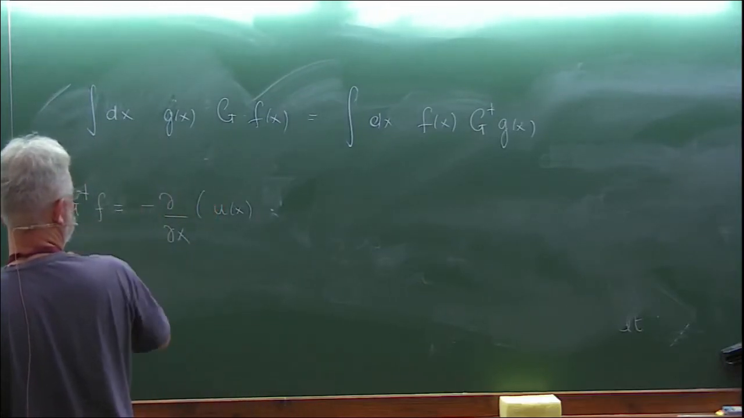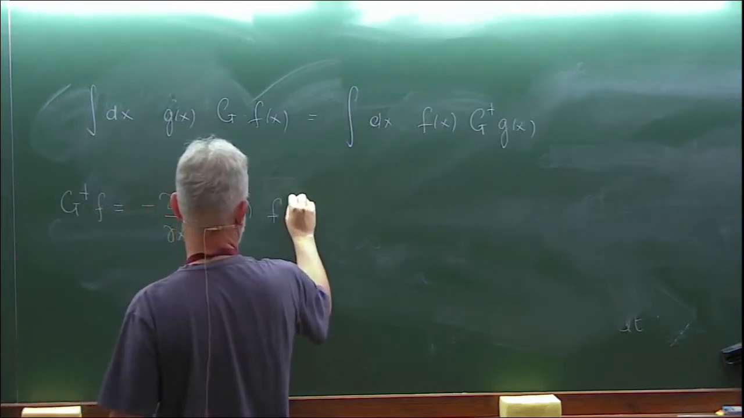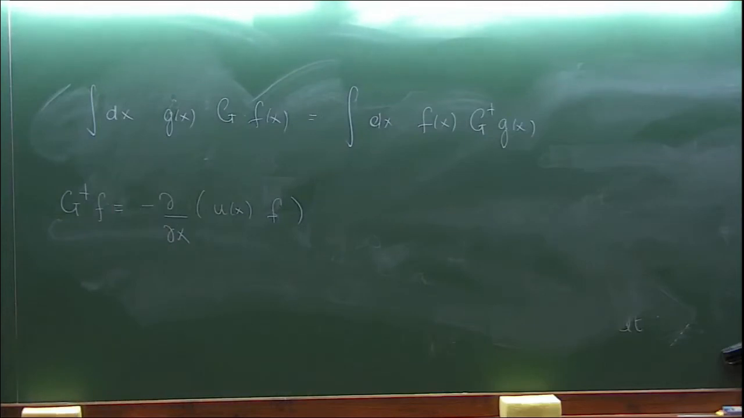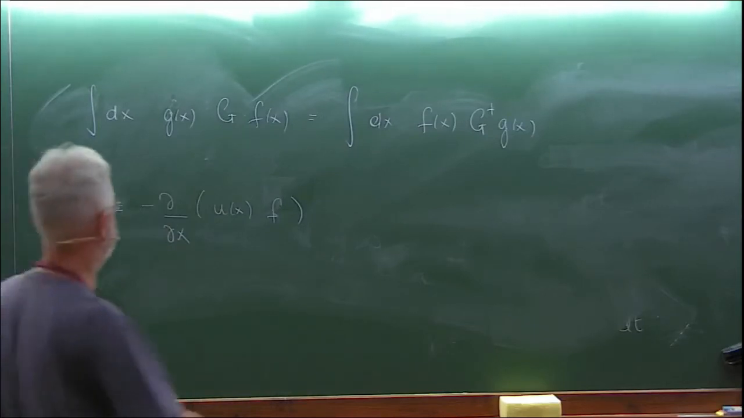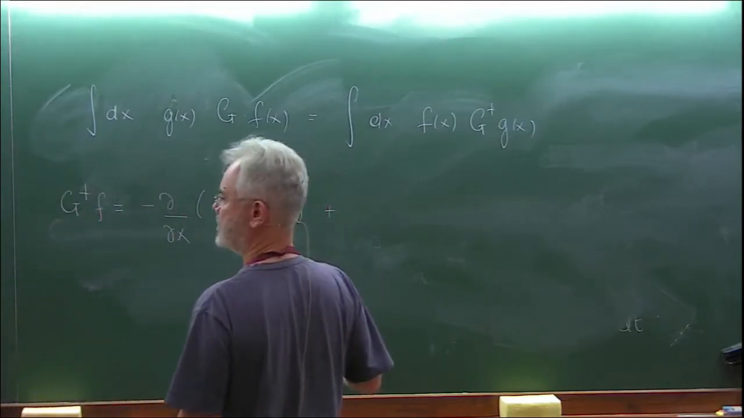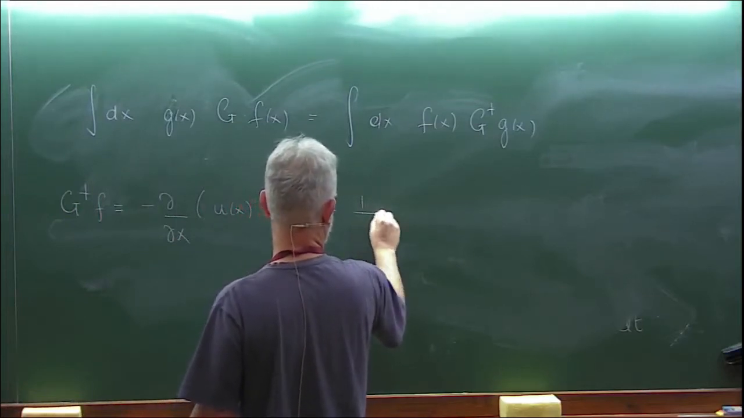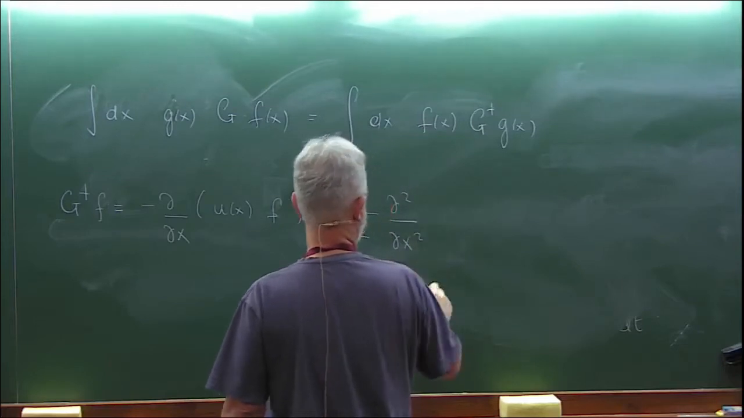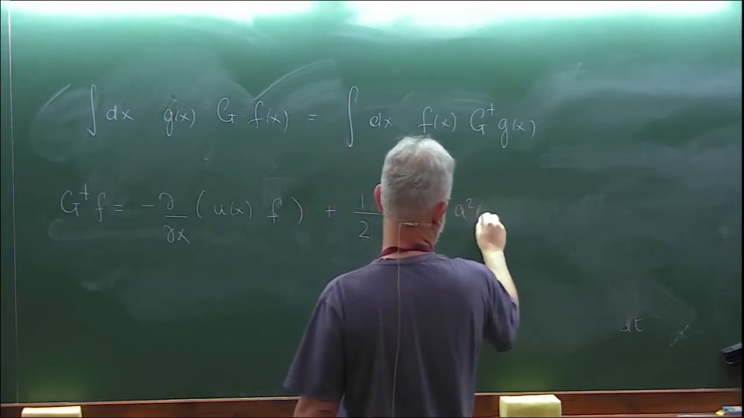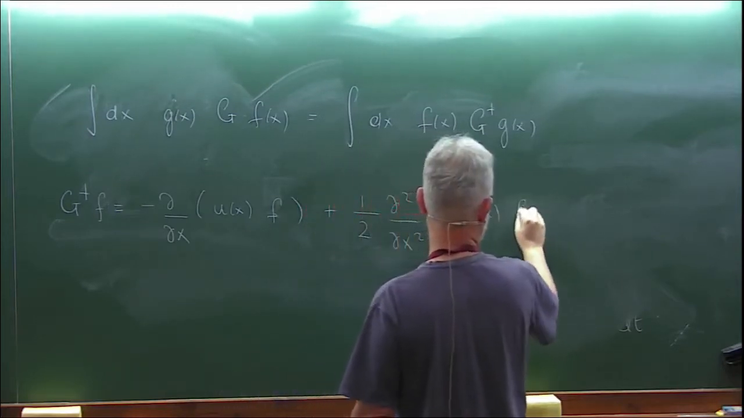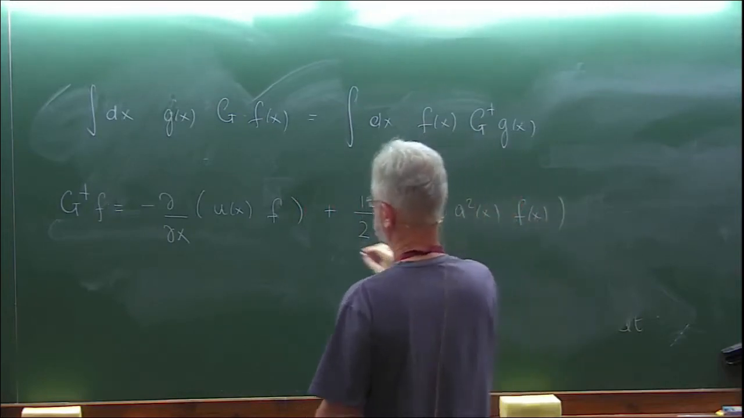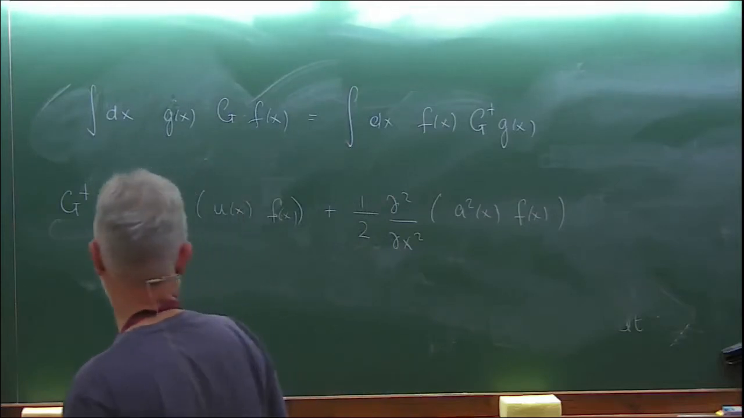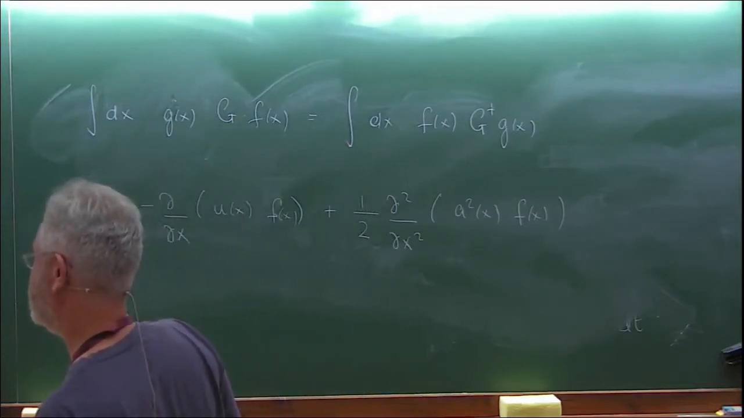So let me write it on a test function. That would be equal to that times f. And then the other term, I have to integrate by parts twice. So I get a plus sign because I do it twice. I'm going to get a half. Okay? Is that fine? You can do it as an exercise or ask me in the examples class later in the tutorial.